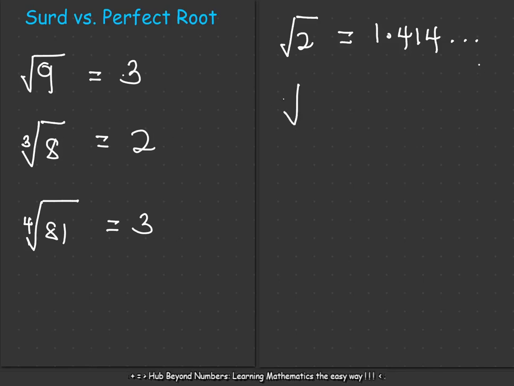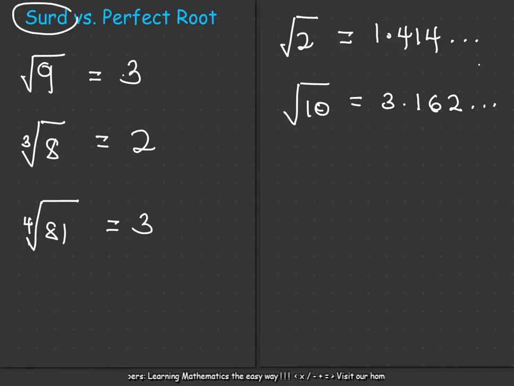Also, if we take the square root of 10, we have 3.162, and it goes on and on and on. These ones, when evaluated, do not give us counting numbers. And that is what we call a surd. So a surd is simply a radical expression that cannot be simplified into a rational number. Its value is a non-terminating, non-repeating decimal, and hence they are irrational roots.